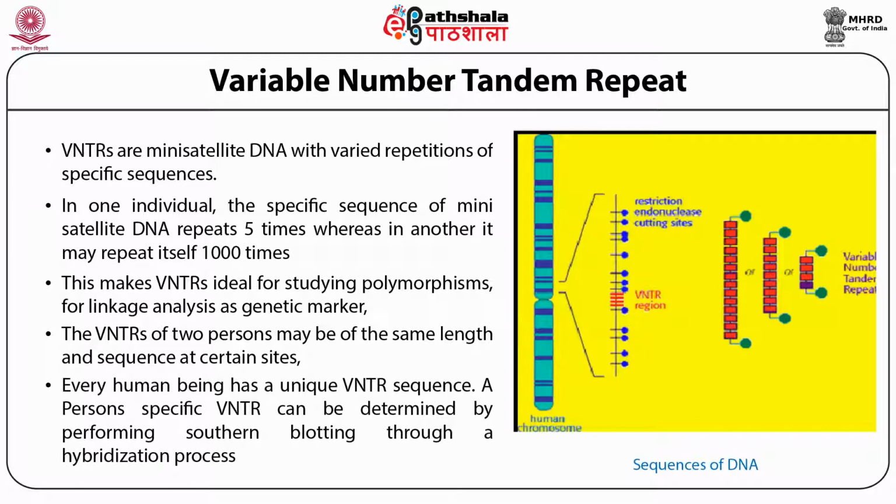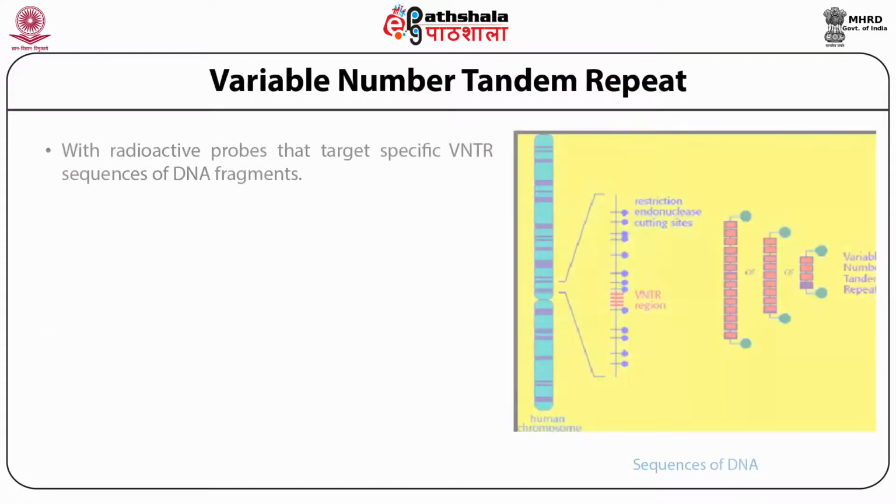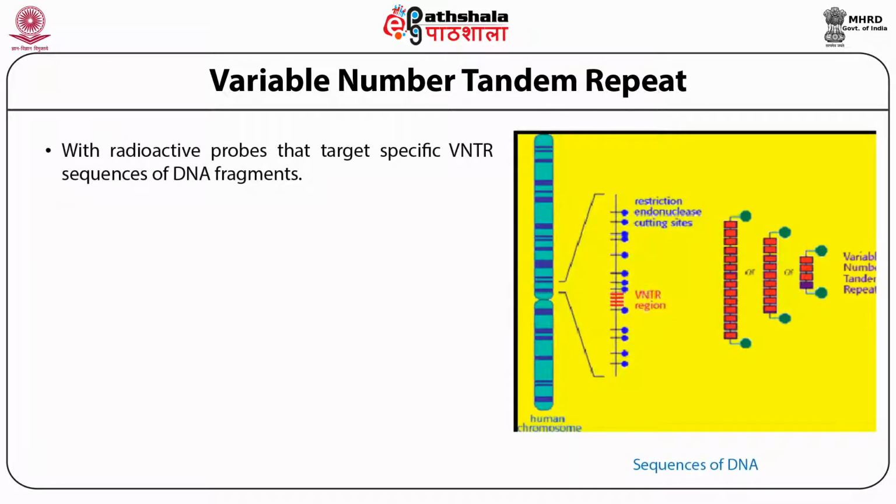A person's particular VNTR can be determined by performing Southern blotting through a hybridization process with radioactive probes that target specific VNTR sequences of DNA fragments, which will be discussed briefly later.